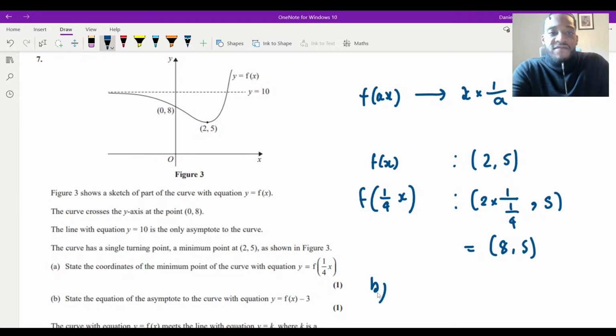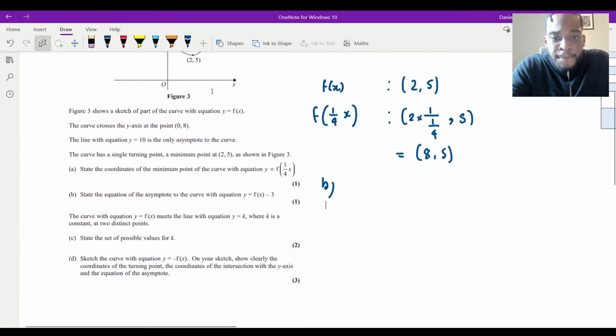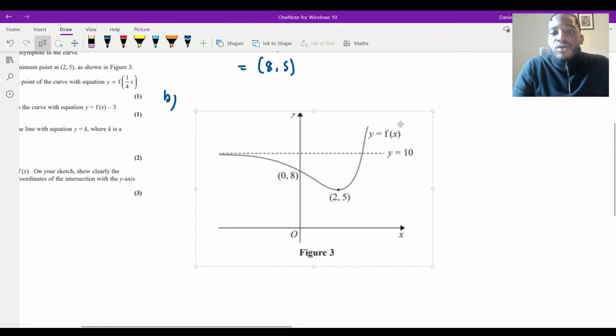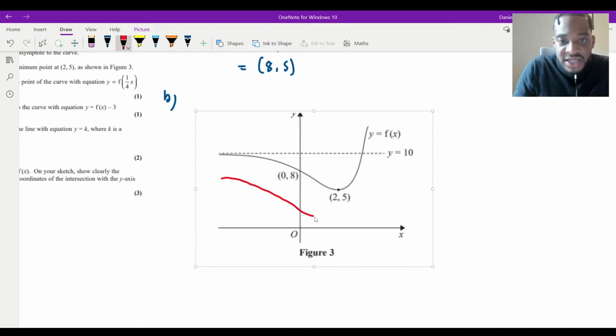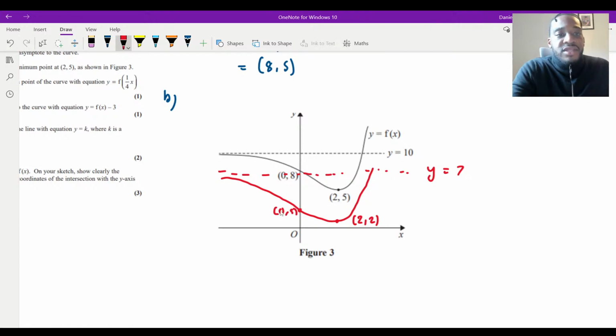Part B says state the equation of the asymptote of the curve of equation y equals f of x minus 3. Remember, this is the graph of f of x. Now f of x minus 3 is just going to shift it down vertically by 3 units, so everything goes down. That's going to be (0, 5) and (2, 2). And the asymptote, remember, if the asymptote was at y equals 10, it's going to go down to 7. So that's y equals 7, which is the answer for part B.